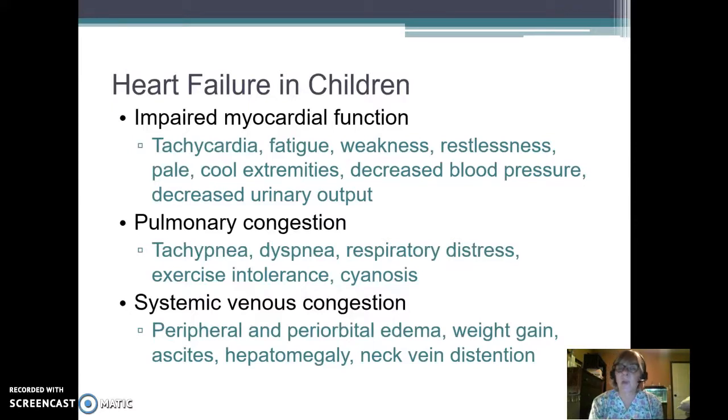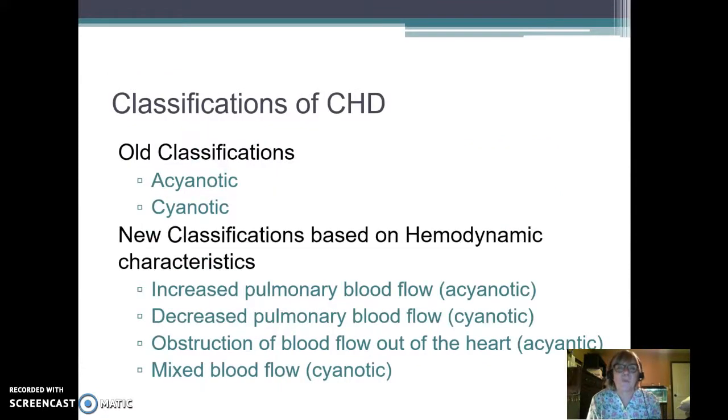Weight gain, this is probably our best assessment tool of how much extra fluid this child has. How much weight have they gained? Ascites, hepatomegaly, enlarged liver, neck vein distension. Okay, they've got to be old enough to see their neck veins. On an infant, you can't see the neck veins.